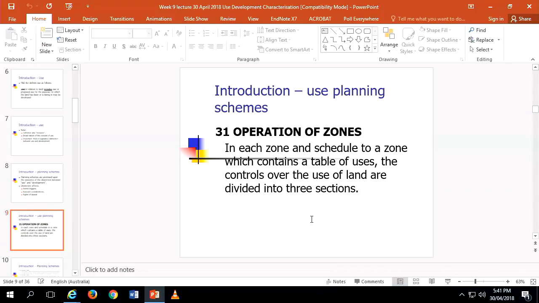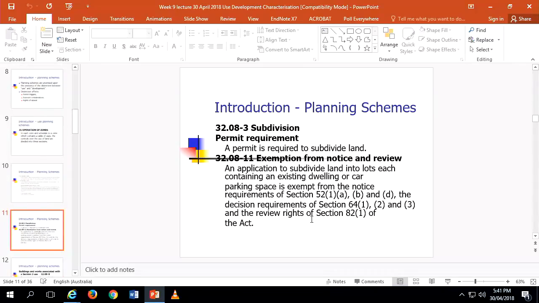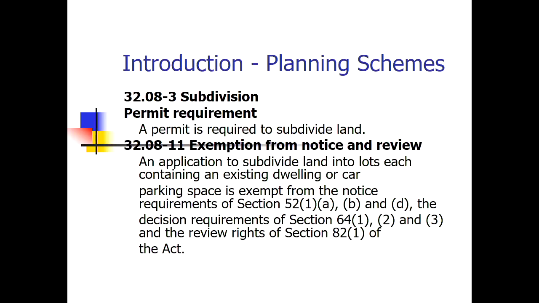Each of the zones has a schedule, and it tells us what Section 1, 2 and 3 are under Clause 31. And of course, if we look at subdivision, here it says under 3208, but it will apply to each of the zones. A permit is required to subdivide land. But what does this mean here? Clause 3208-11: An application to subdivide land into lots, and this is for the particular zone, is exempt from 52(1)(a), etc.